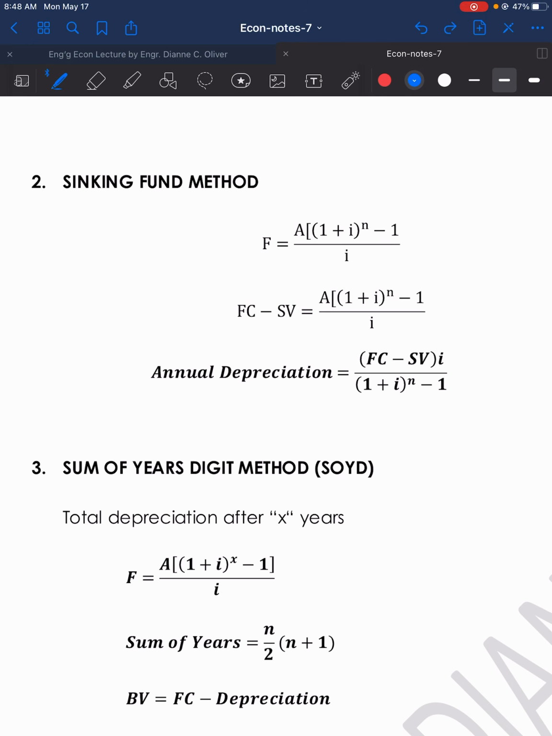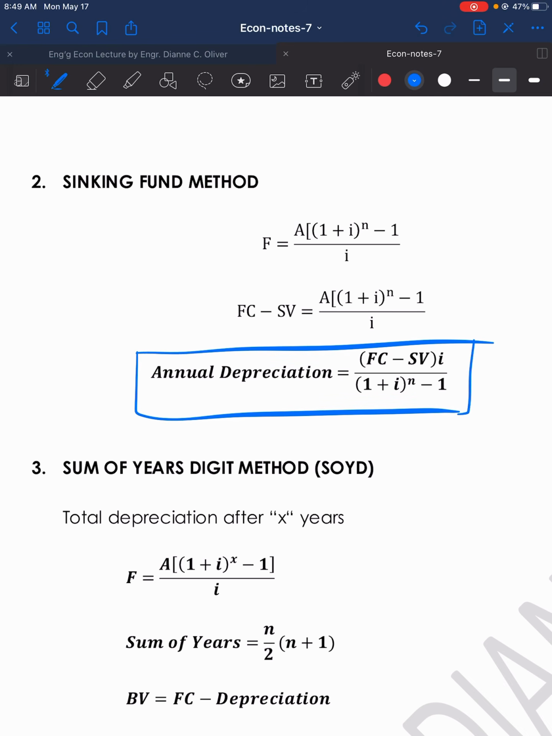So you might be wondering why this should be present, but no, we're doing the reverse. So this is the first cost minus the salvage value. We will be getting the value for A here as the annual depreciation. Yes, we're doing the reverse. Okay, so this is the formula for the sinking fund method.